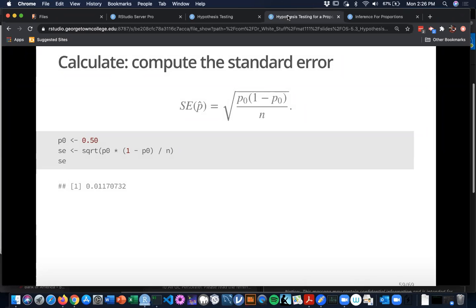Since you're assuming that the null is true, you don't have to guess at the standard error for p-hat. You don't have to stick a p-hat right in here where you really need the p in the actual formula for standard error. You can stick what the null hypothesis thinks p is. So we're going to be sticking a 0.50, right? In this example, we're sticking a 0.50 right there because that's the null hypothesis in this example.